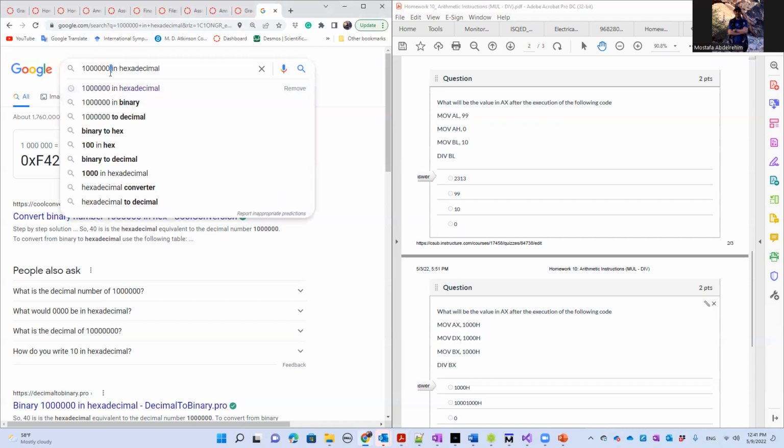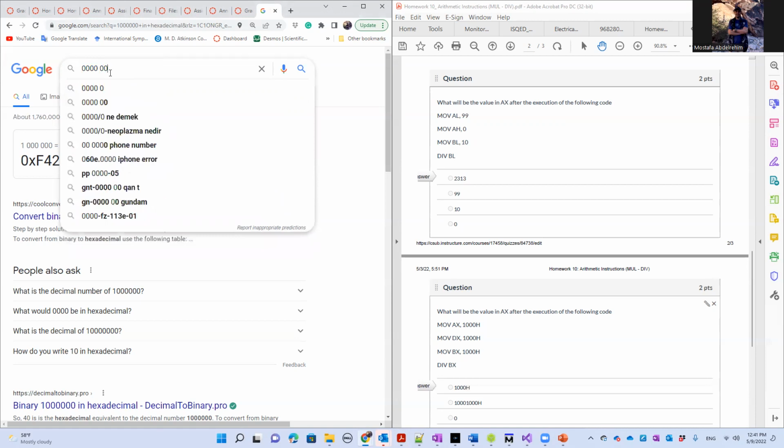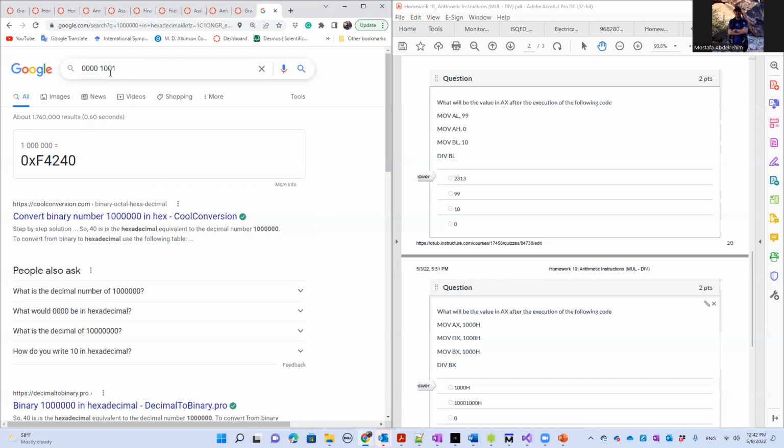Okay, so basically the number that you're gonna have is something like this: 4 zeros and then 1001. This is basically AH, and then 4 zeros again, and then 1001. So this will be AH, and this will be AL. After the execution, of course, the outputs here are basically in decimal. So that's equal to, if we write it in hexadecimal, 0909.